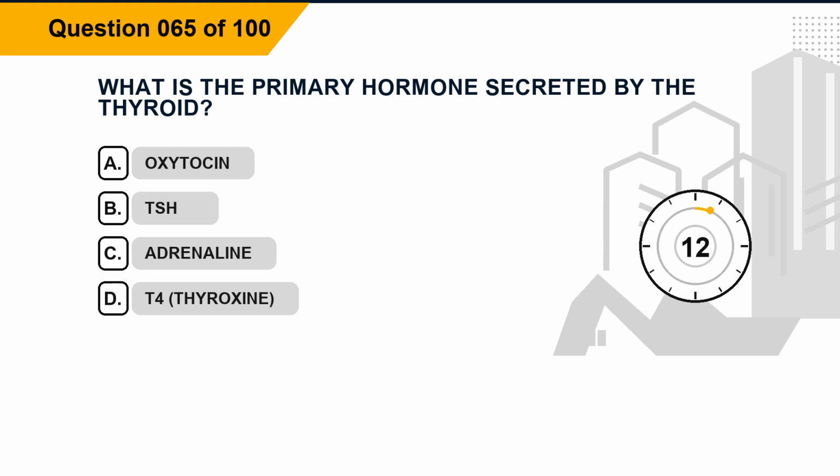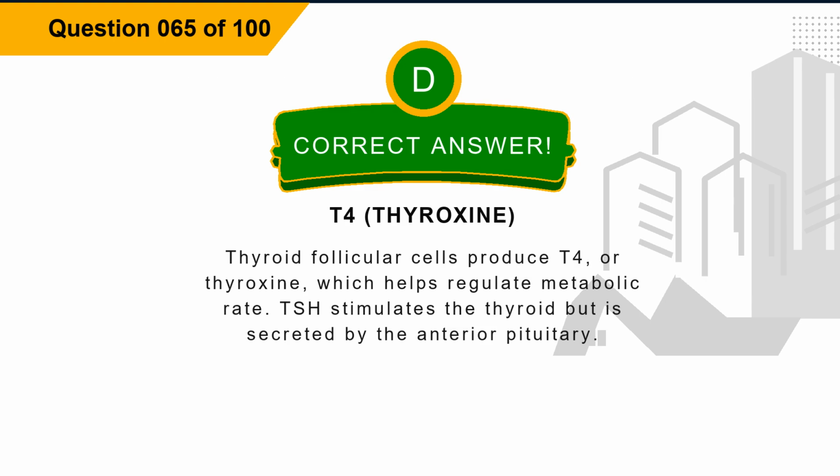Question 65. What is the primary hormone secreted by the thyroid? Option A, oxytocin. Option B, TSH. Option C, adrenaline. Option D, T4, thyroxine. The correct answer is option D, T4, thyroxine. Explanation. Thyroid follicular cells produce T4, or thyroxine, which helps regulate metabolic rate. TSH stimulates the thyroid but is secreted by the anterior pituitary.